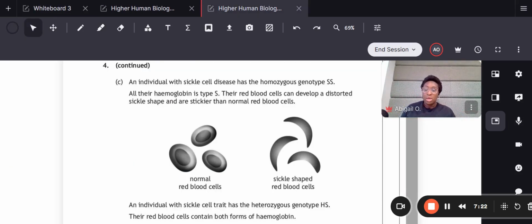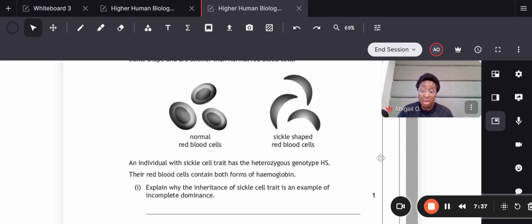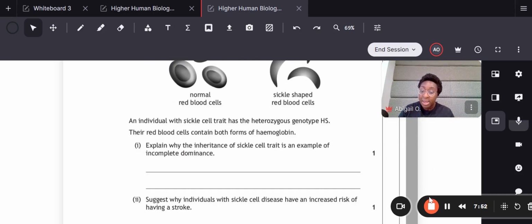Question C. An individual with sickle cell disease has the homozygous genotype SS. All their hemoglobin is type S. Their red blood cells can develop a distorted sickle shape and are stickier than normal blood cells. An individual with sickle cell trait has the heterozygous genotype HS. So their red blood cells contain both forms of hemoglobin because they've got the normal gene and they've got the disease-causing variant. So explain why the inheritance of sickle cell trait is an example of incomplete dominance.